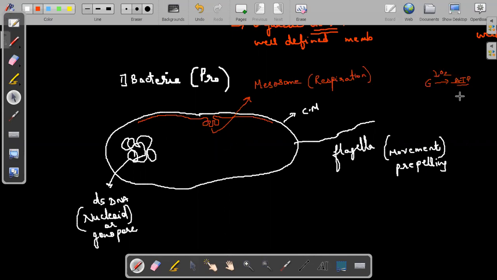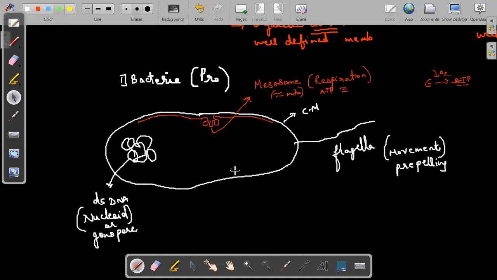And I hope you all know that mitochondria helps in formation of ATP. Since there is no mitochondria, what they have is mesosomes. Mesosomes act like a mitochondria. They help in ATP formation. So that is what I said, they help in respiration.